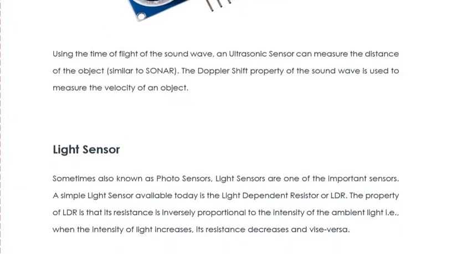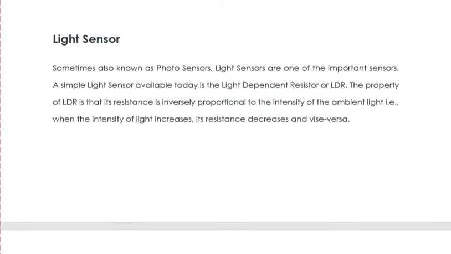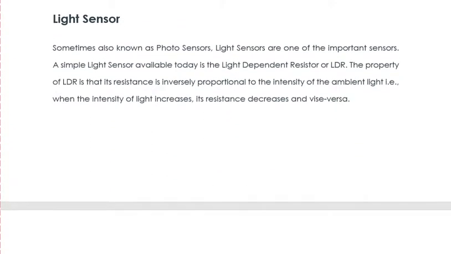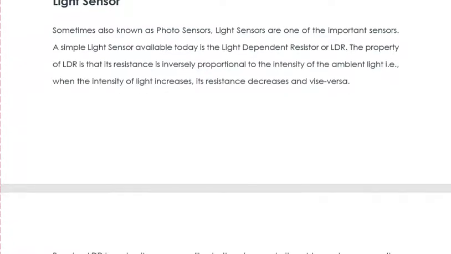So next we have your light sensor. So light sensor, simple lang man ang property of light sensor. It is also known as your photosensors. Light sensors are one of the important sensors. So a simple light sensor available today is the light dependent resistor. So ang mention ko kagina. The property of LDR is that the resistance is inversely proportional sa intensity of the ambient light nga gaka-receive niya. Okay, so as light increases, its resistance decreases and vice versa.